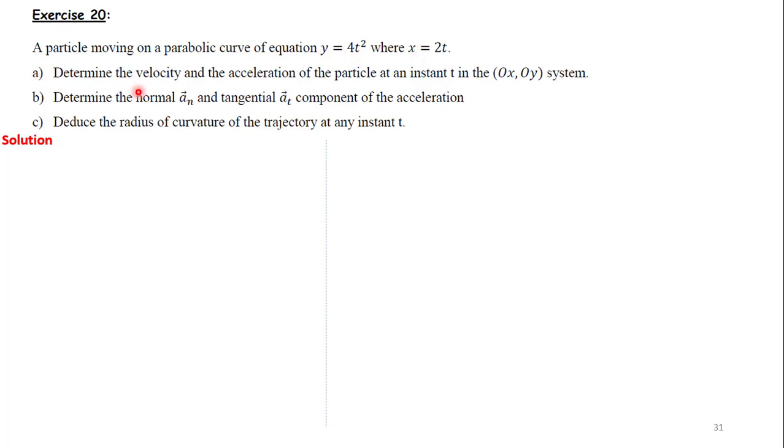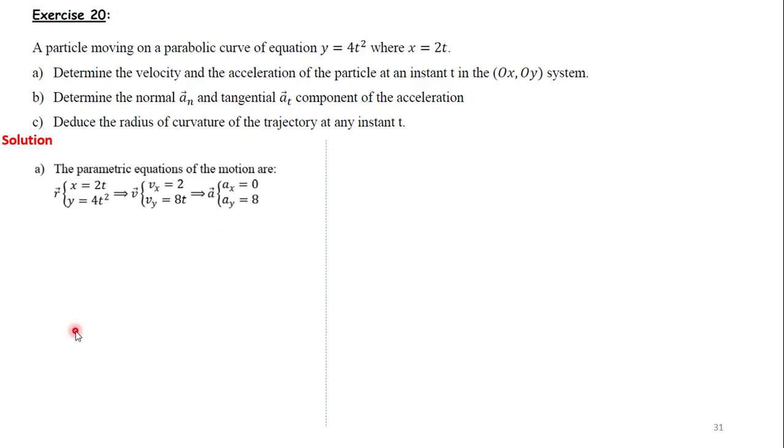Question A. Determine the velocity and the acceleration of the particle at an instant t in the OXY system. So we need to find the velocity vector and the acceleration vector at time t. So we can write the position vector as it has two components, x along i and y along j. So x is equal to 2t and y is equal to 4t squared.